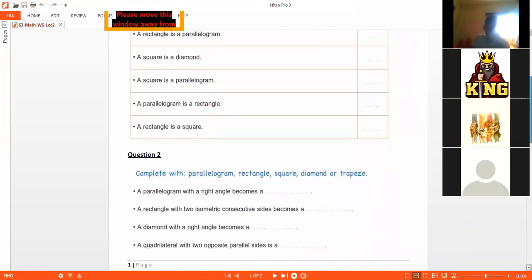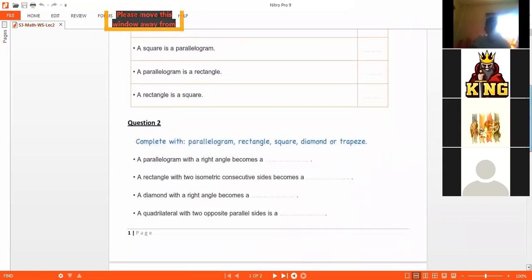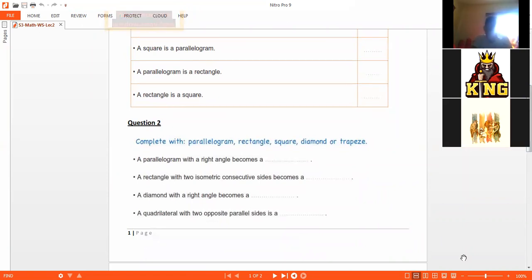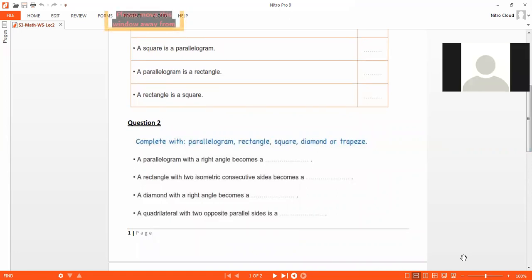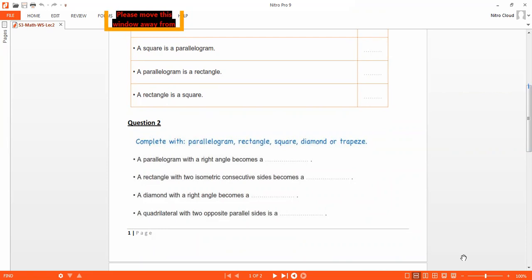Now, question number 2. I want you to complete with either a parallelogram, a rectangle, a square, a rhombus, or a trapezoid. So you have to pick one of them. You might use the one word more than one time, and you might use them all of them, or maybe not. Miss, can I answer? No, let me hear everyone today.